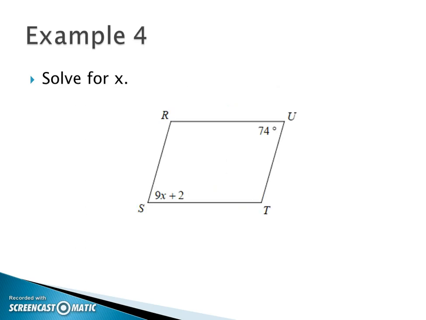In our final example, we're going to solve for x again. We have opposite angles. We set them equal. 9x plus 2 equals 74. Subtract 2 to get 72. Divide by 9, and x equals 8.